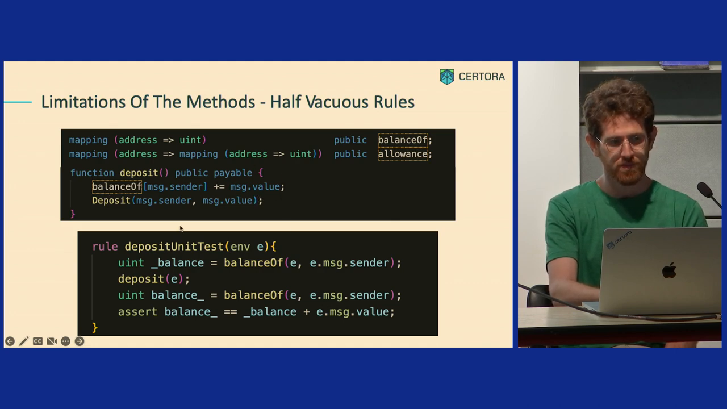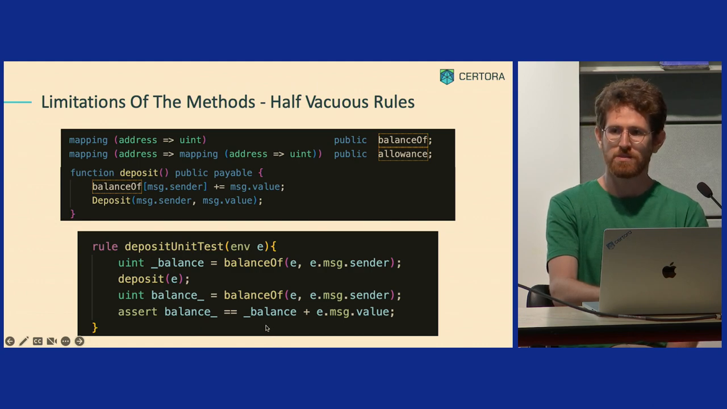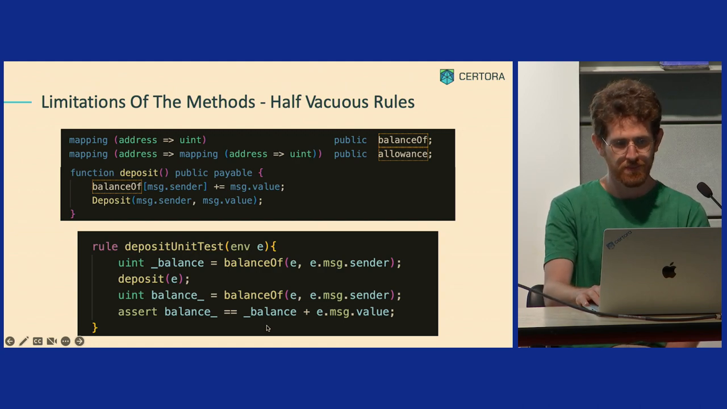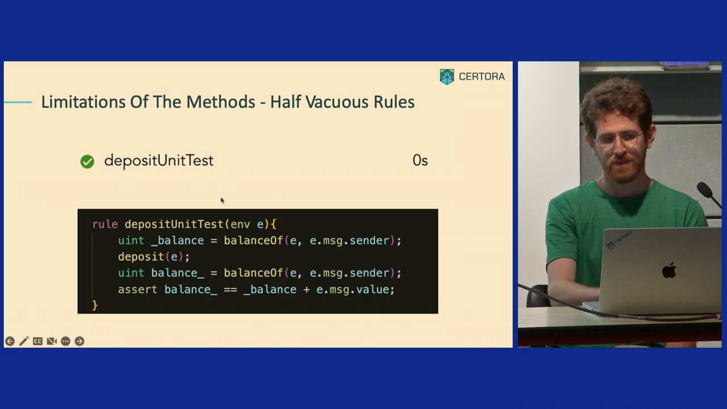Now, here is a rule that we wrote, which is a unit test for deposit. In here, we define an environment, then we check the balance before of the message sender, we deposit, and we check the balance after. At the end, we assert that the balance after is equal to the balance before plus the message value. Makes sense, right? This is a simple unit test. So if we run it, we get a big check mark. It's verified.